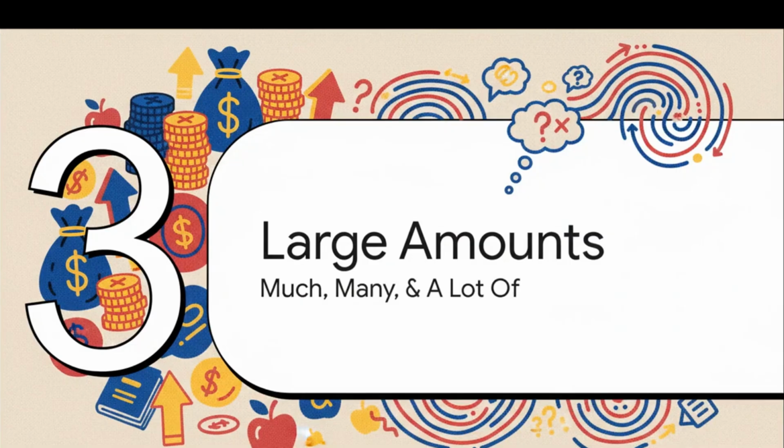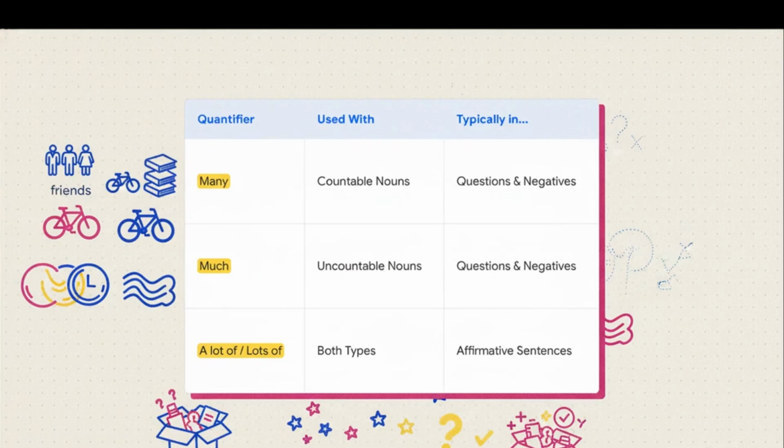All right, time to put that master key into action. Let's start by looking at how we talk about large amounts of things, using words like much, many, and a lot of. This is a big one that trips a lot of people up. Okay, this table breaks it down perfectly. Here's the deal. Many goes with countable nouns. Think many chairs, many ideas. Much, on the other hand, is for the uncountable stuff. Much traffic, much water.